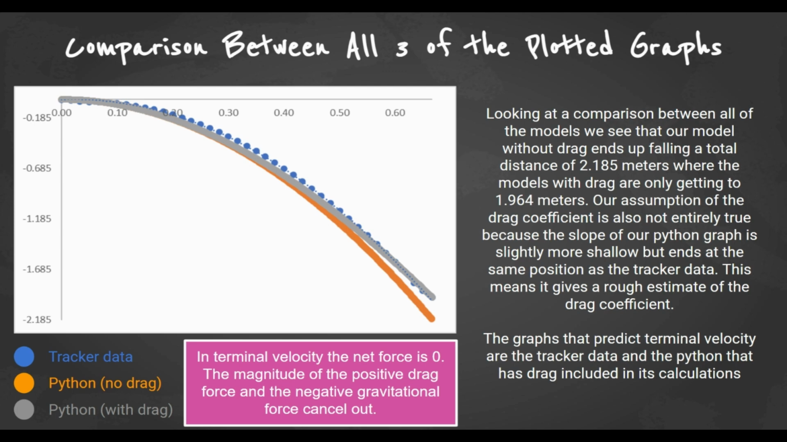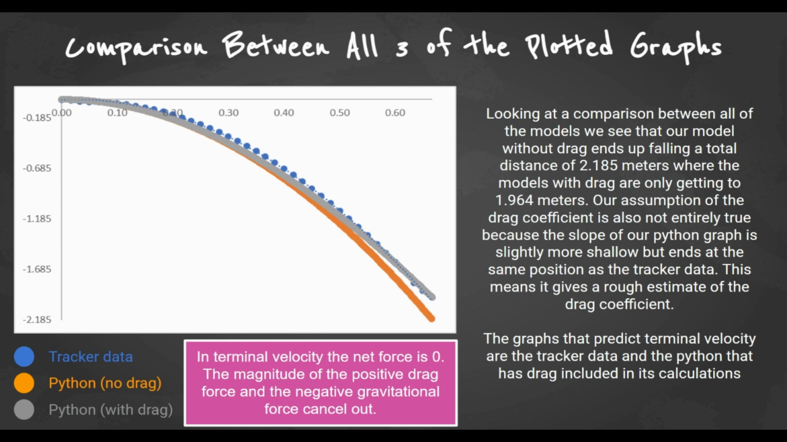You can see that the gray line, our Python with drag, and our Tracker data are not exactly the same. And this is because the method that I chose to find our drag coefficient is not entirely true. It does give a good baseline and assumption, kind of like how when we calculate the final velocity or the average velocity, we just take it to be the final velocity in some cases. This is the same reasoning that I chose to have this be our Python with drag line. But it's not entirely true. It's a bit more shallow than our Tracker data, and that's just because there are external forces acting on the object in real life that we couldn't account for in our code.